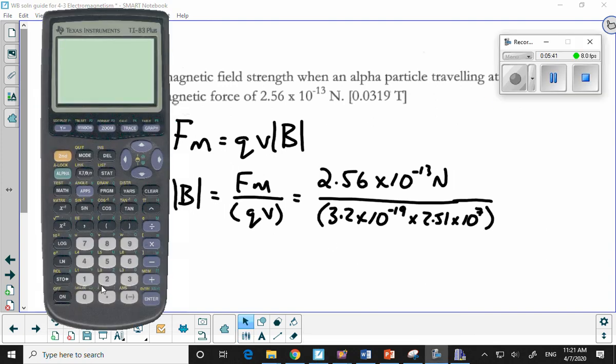Okay, pulled up my calculator, 2.56 second exponent times 10 to the minus 13. Finished my top, I'm just going to hit divided by. Use some brackets.